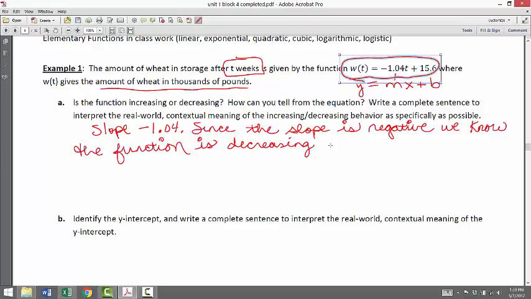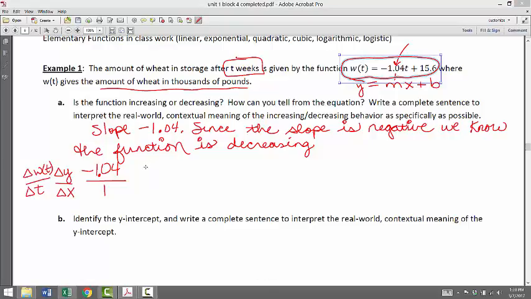Next, it asks us to interpret the real-world contextual meaning of that increasing, decreasing behavior. So I want to be as specific as I can. I actually want to get down into the nitty-gritty of the meaning of that number negative 1.04. When you're interpreting a slope, I always recommend that you write that slope as a fraction, because we know the slope is always change in y over change in x. Change in output divided by change in input. Now in this case we don't have y's and x's, we have change in w of t, that's the numerator, divided by change in t, that's the denominator.